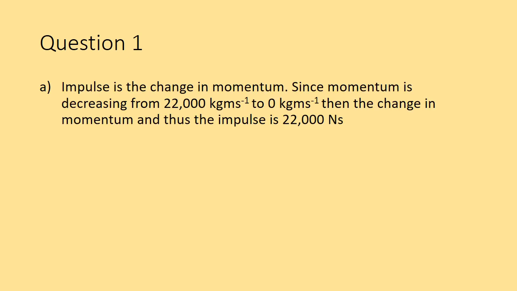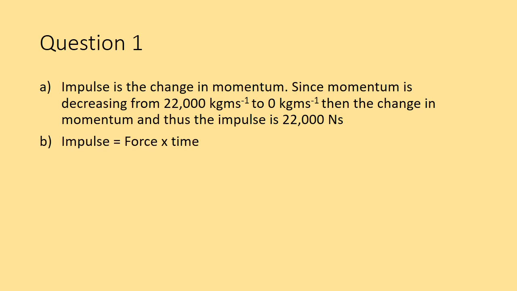So to answer this question, we have to know what impulse is. Impulse is measured by force multiplied by time. But it's not just that, it's the change in momentum. So if the car already has momentum and we're bringing it to a stop, we're taking it from its initial momentum to 0. So that's its change in momentum. So the impulse is just the change in momentum. As we're going from 22,000 kilograms meters per second to 0, the change in momentum and therefore the impulse is 22,000 newton seconds.